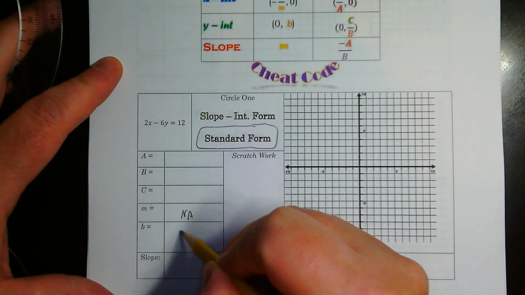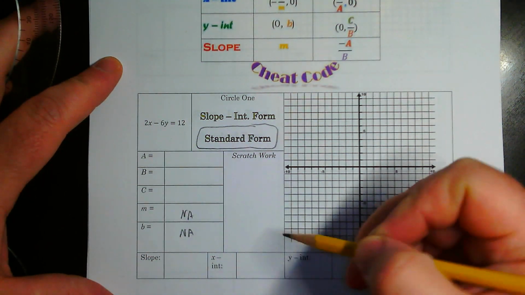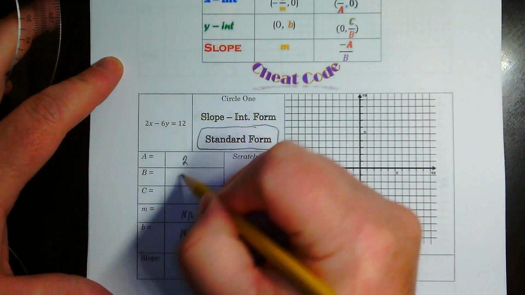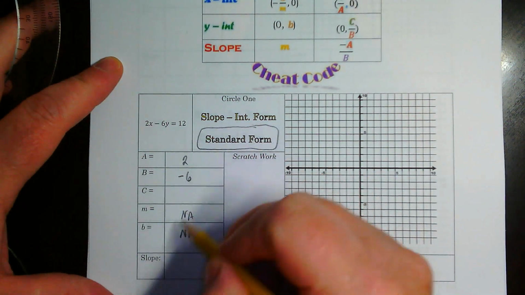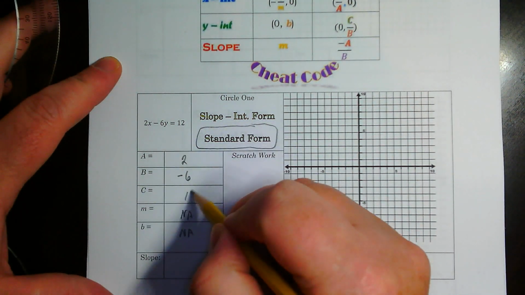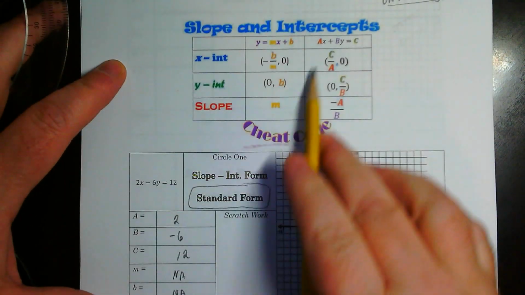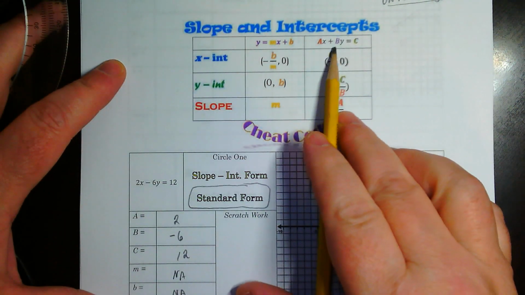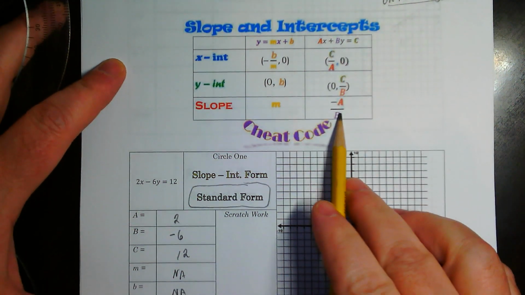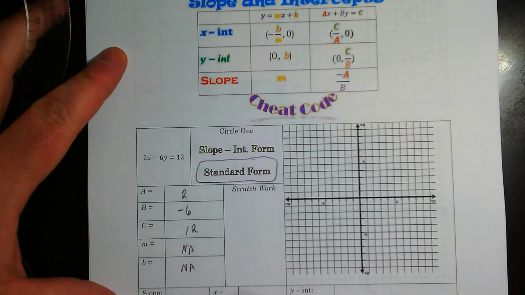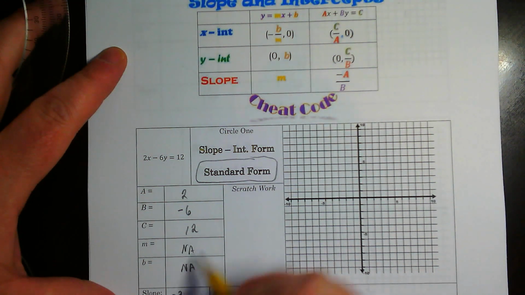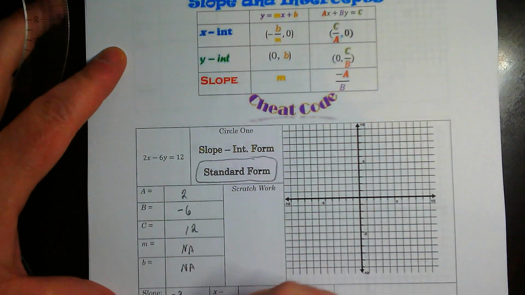We don't have an m or a b. We do have an a. We have a capital B, right? And we have a c. Okay, so now the way we find slope, if we're in standard form, this is standard form, the way we find slope is negative a over b. So the opposite of a is negative 2, over b, so that's positive 1/3.